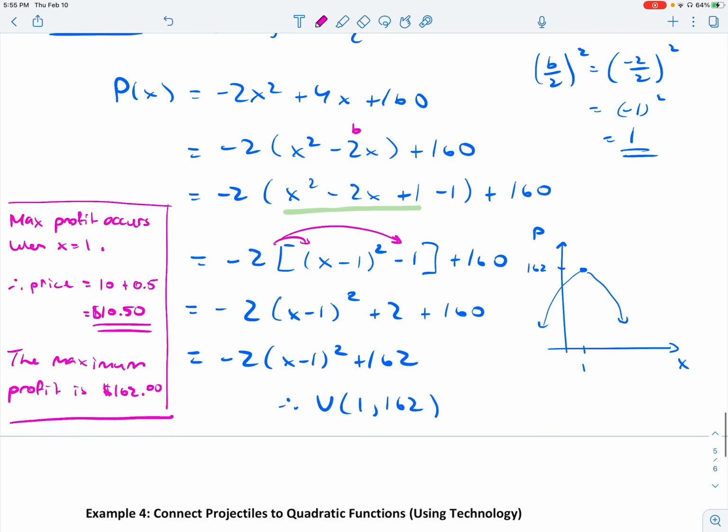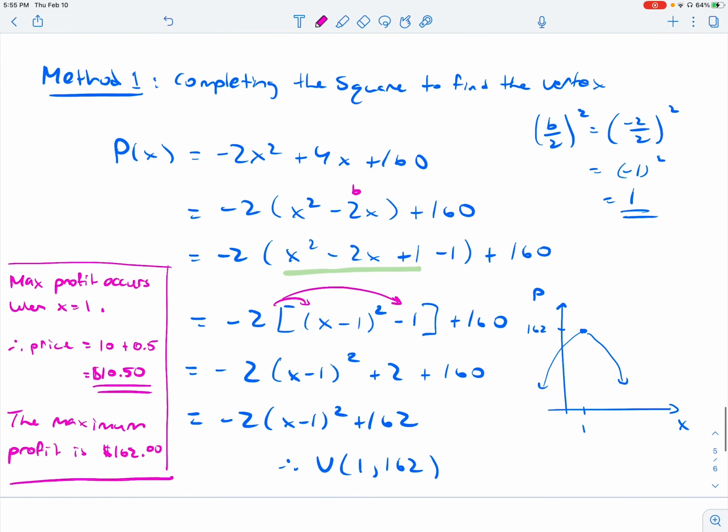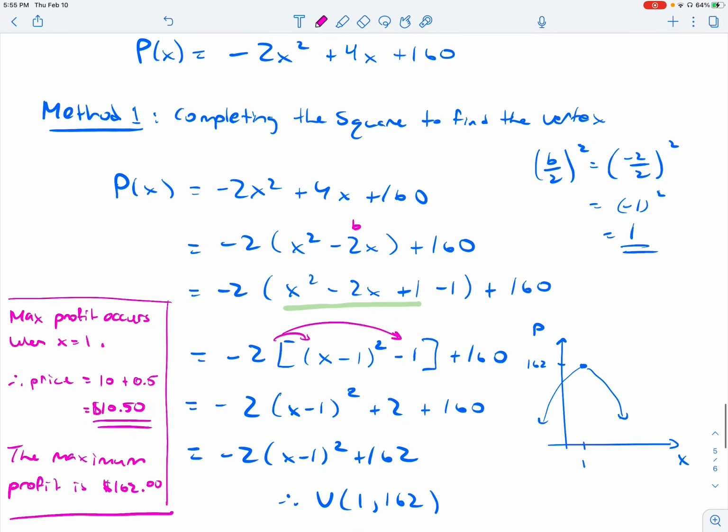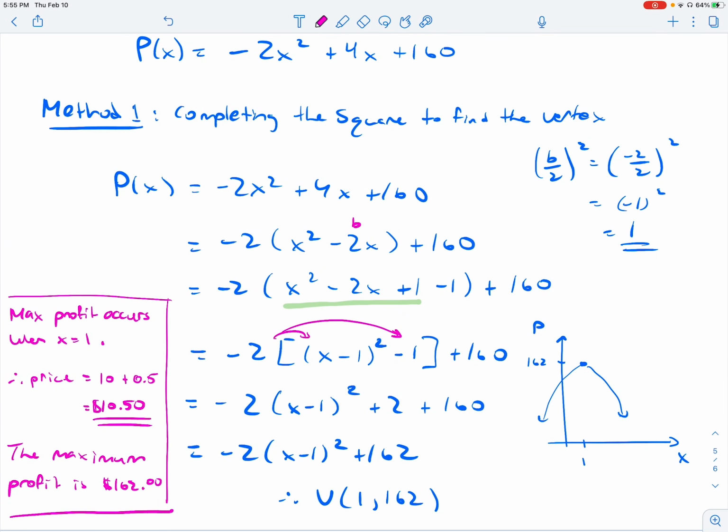Okay, and that is our first real life application question solved by maximizing a quadratic. I do want to show the second approach now. That was method 1, completing the square. Let's go ahead and look at the partial factoring process.